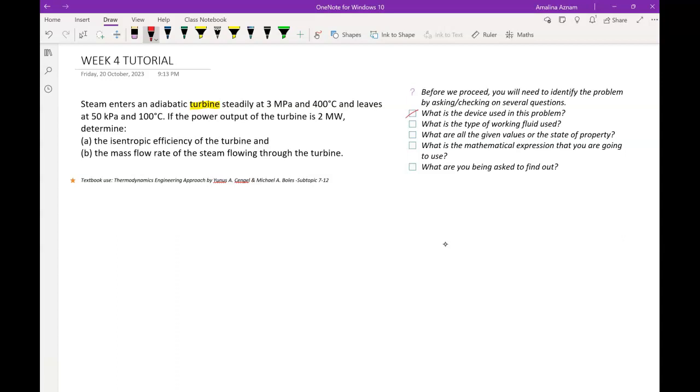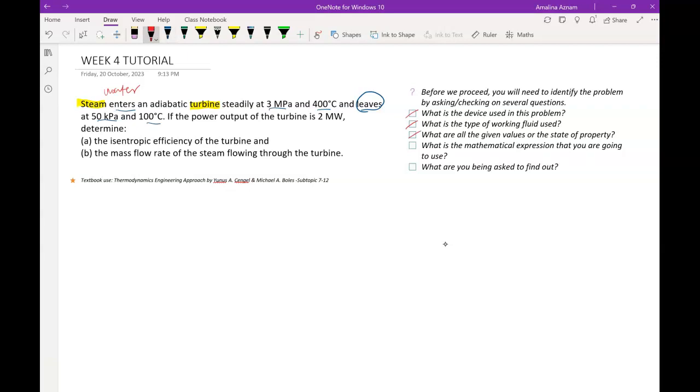And then, what is the type of working fluid used? You will see that we are going to use steam, which is actually your water vapor, right? And then next, what are all the given values or the state properties? If you have a look here, you were given the entering values, which are 3 megapascal and 400 degrees C, and also the leaving values, which are 50 kilopascal and 100 degrees C. Okay, and then next, what is the mathematical expression that you are going to use?